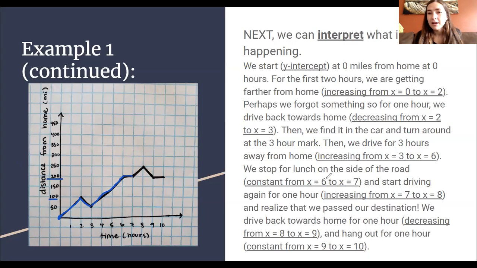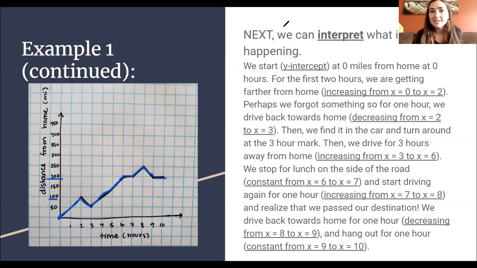That's a constant from x equals 6 to x equals 7. And then we're going to start driving again for 1 hour. So that's where it says increasing from x equals 7 to x equals 8. And we realize, whoa, we passed our destination. So then we come back down. We're driving back towards home. So we're decreasing from x equals 8 to x equals 9. And then we hang out for 1 hour. That's where it's constant from x equals 9 to x equals 10.